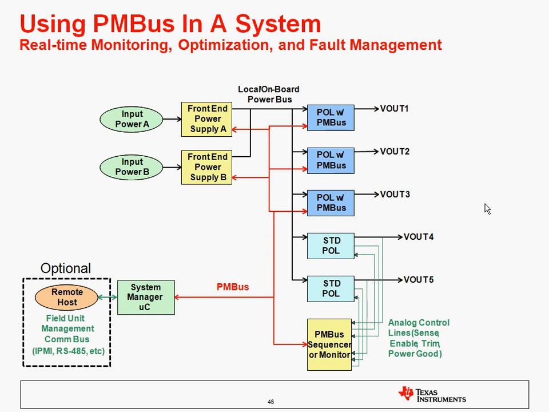So if things start to get warm, you can adjust voltages, you can turn on fans, you can create certain intelligent routines to keep this equipment operating as long as possible, thus avoiding field returns or service calls, which do cost companies money.